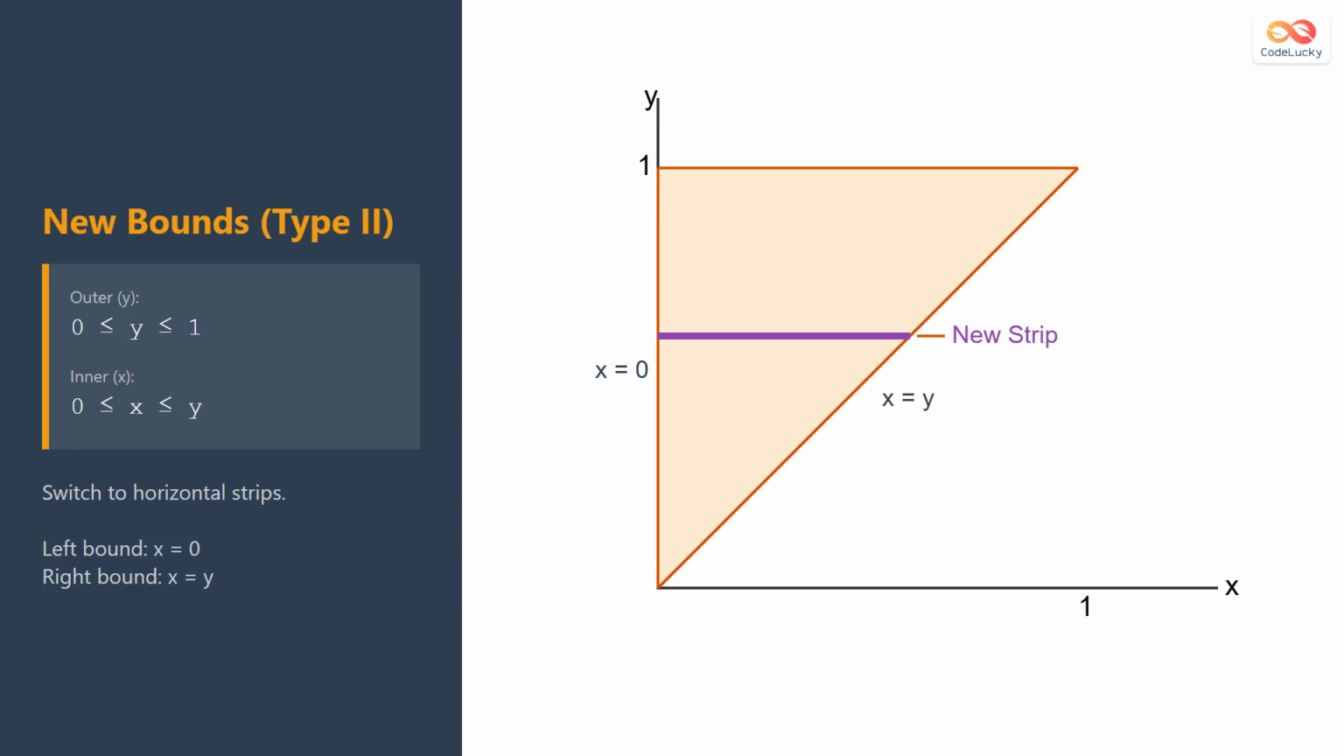To switch to type 2, we look at horizontal strips. Now, y ranges from 0 to 1 on the outside. For a fixed y, x goes from the y-axis, where x is 0, to the line x equals y, so our new bounds are y from 0 to 1 and x from 0 to y.